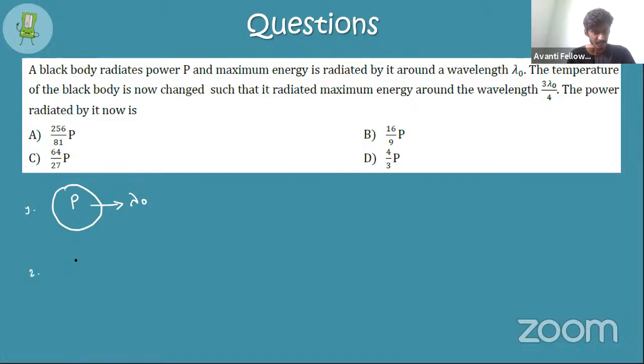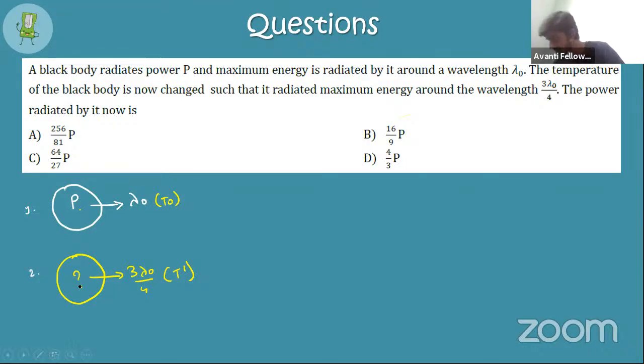Now they're increasing the temperature of the body. When they increase the temperature, it is going to emit at 3 lambda naught by 4. Initially at temperature T naught, it was emitting lambda. Now at a different temperature T dash, it is emitting 3 lambda naught by 4. Now, what is the power radiated by it? Initially, if the power is P, what is the power radiated now is the question. A very simple question. Did you get the question?